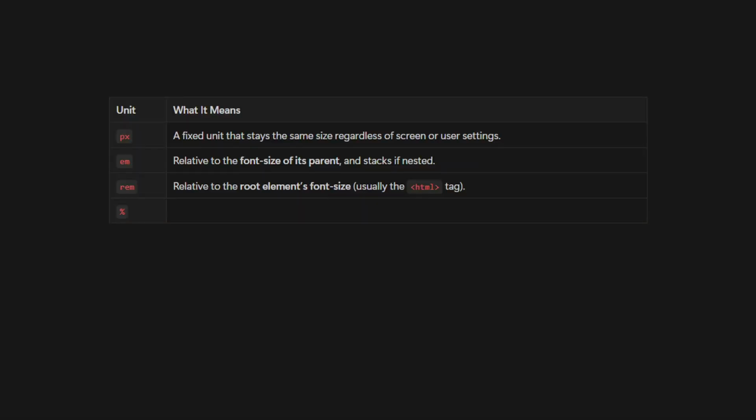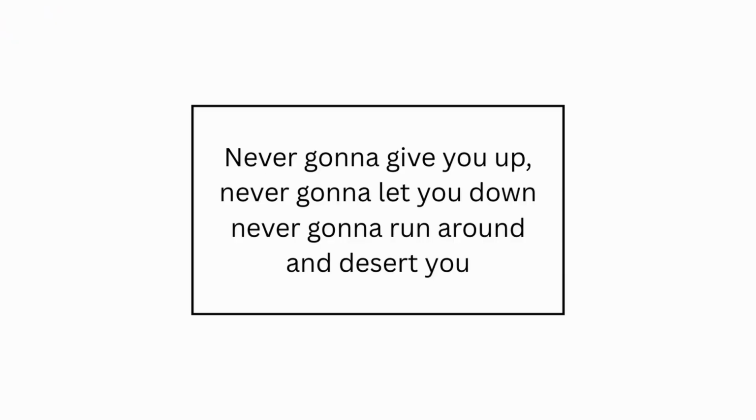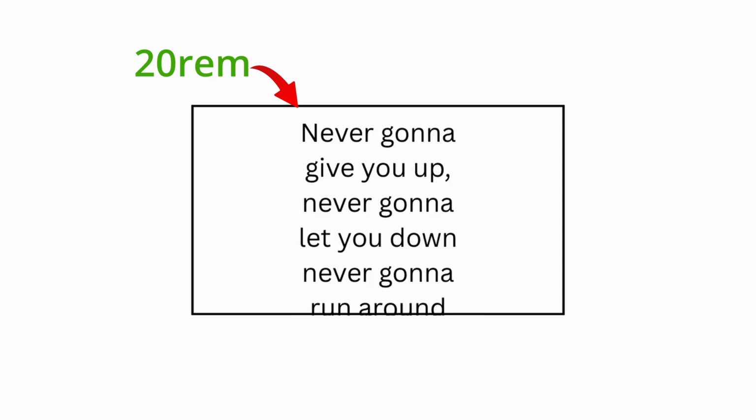The next one, percentage. This is simple enough to explain. Percentage is based on the parent element size. Let's say a paragraph is inside a div with a width of 20 REM. Setting the width of the paragraph to 50% will make the width of the paragraph 10 REM. Pretty simple. But I recommend specifying the size of the parent element before you use percentage.